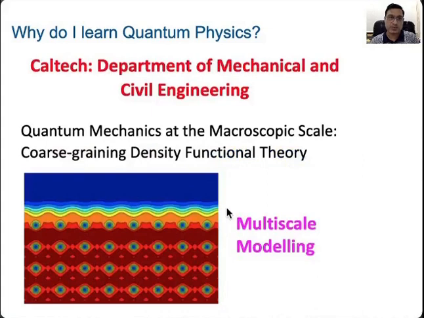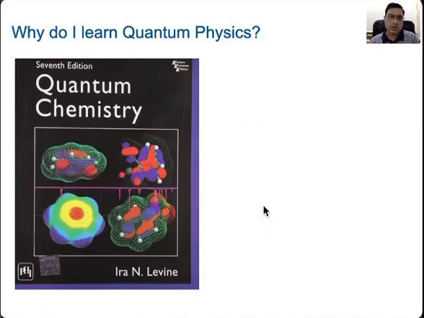Now, let's move from computer science to mechanical and civil engineering. This picture is taken from Caltech, where quantum mechanics is used at the microscopic level, and this picture is taken from a material where the coarse grain density functional theory is used for multi-scale modeling of a material. Even in chemistry, this is a very regular or routine topic, where quantum chemistry is taught at the undergraduate and postgraduate level, which is a theory that allows us to understand why bonds are formed and broken, why a chemical reaction is taking place, which chemical reaction is allowed, and which chemical reaction is not allowed.